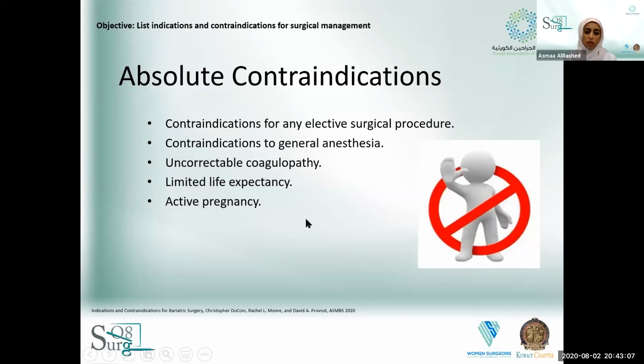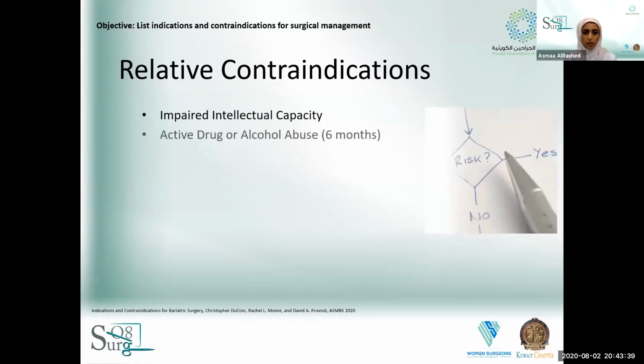Now, are there other absolute contraindications? Metabolic and bariatric surgery is an elective surgery, right? So if there are contraindications, for example, for general anesthesia, they will still apply for bariatric surgery. If your patient is terminally ill, so they have limited life expectancy, they're going to live for a year, or they have severe coagulopathy for whatever disease they have, you should not be operating on them. But that is not specific to bariatric surgery; it applies to any surgery generally.